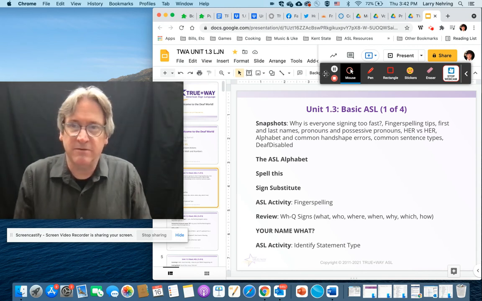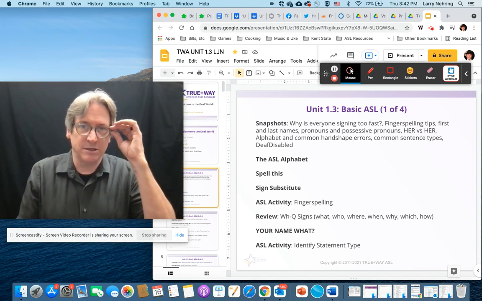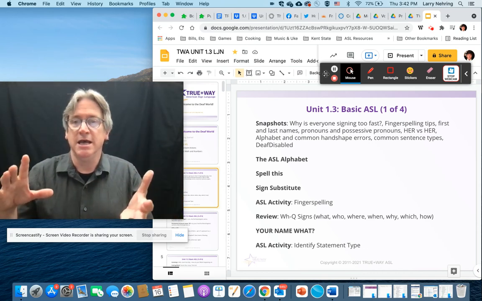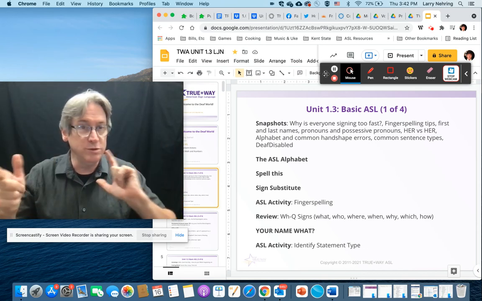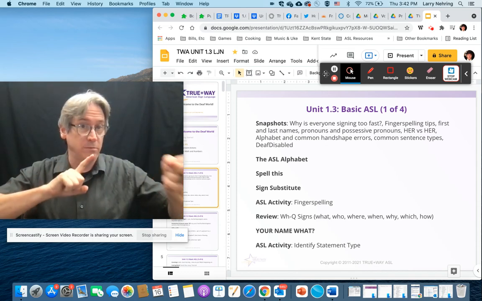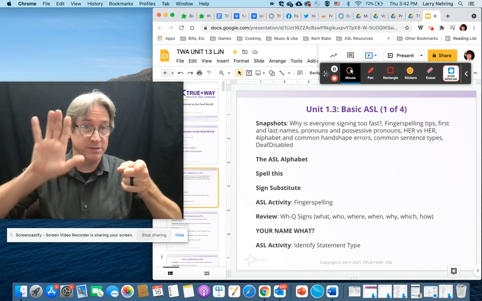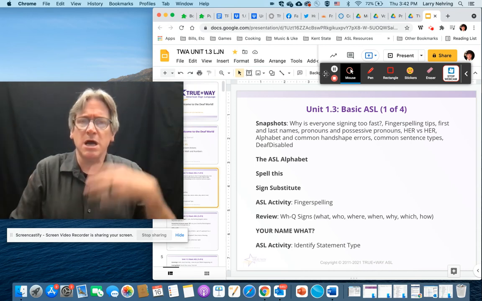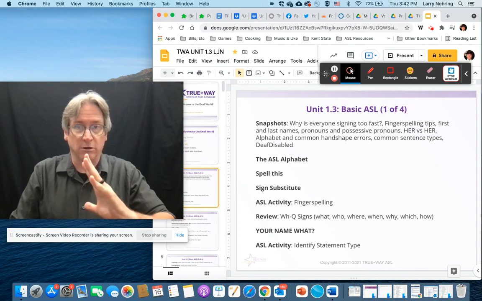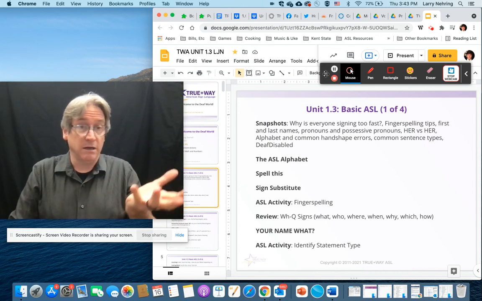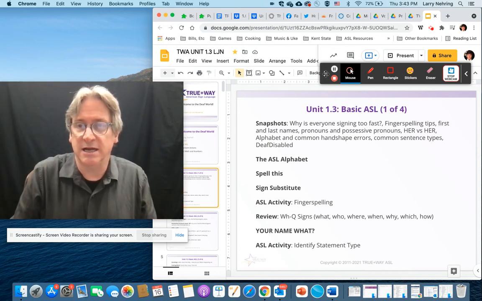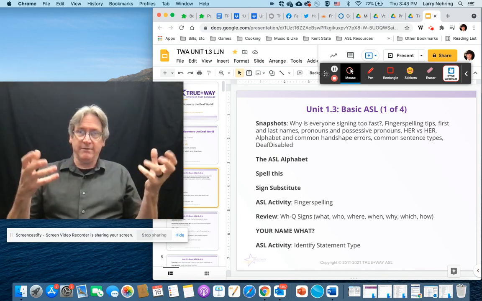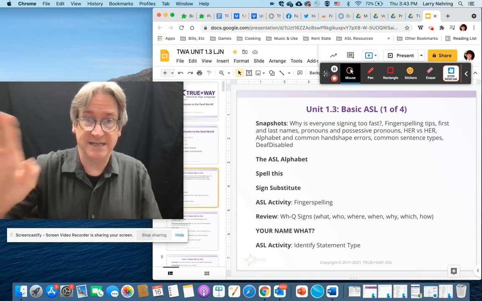There's some fingerspelling tips. They're going to talk about first and last names, pronouns, possessive pronouns, when to use the point pronoun and when to use the palm pronoun, and some of the confusion that can happen there. Go through the alphabet and common hand shape errors, which happen a lot, basic sentence types. And then there's an interesting video essay on the term deaf-disabled.